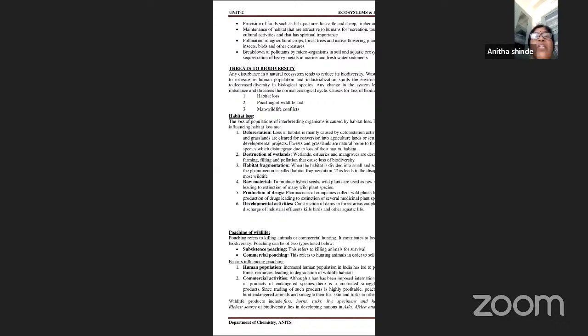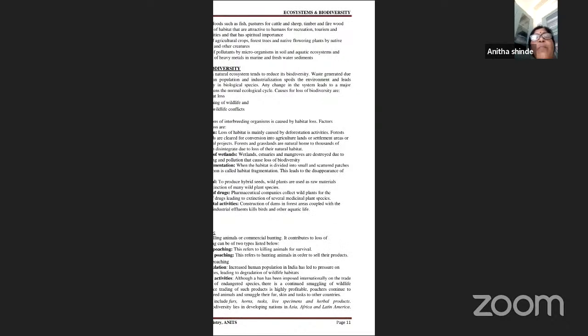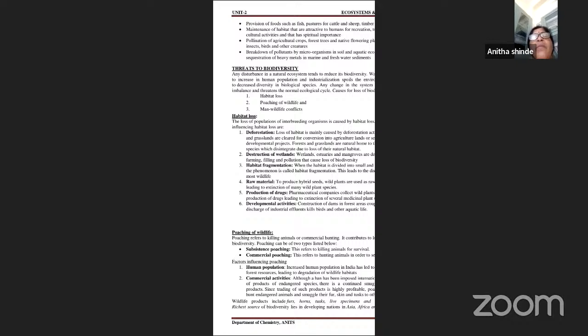Now, threats to biodiversity. You all know, any disturbance that occurs in a natural ecosystem will try to reduce its biodiversity. So the waste that is being generated by the human population and industrialization is spoiling the environment. So we need to decrease this and see that the diversity is not being decreased by it. That is why there is always a loss, a threat to biodiversity because of various human activities. So habitat loss will be there, then poaching of wildlife and also man-wildlife conflicts. So we need to see that these threats do not occur to biodiversity, and we have to try to conserve this biodiversity.